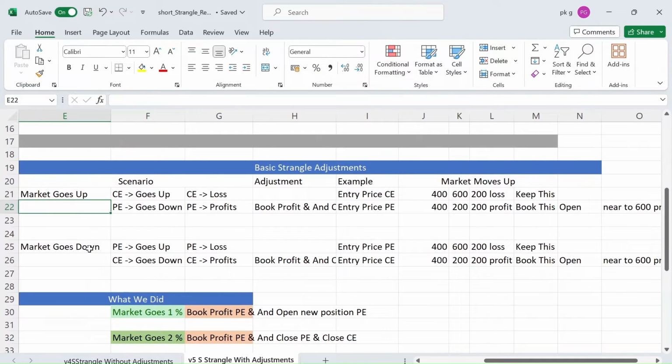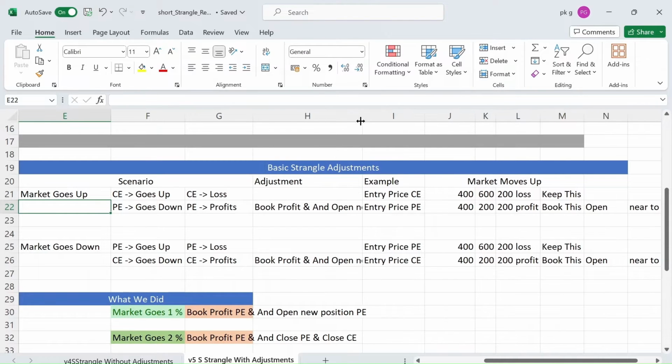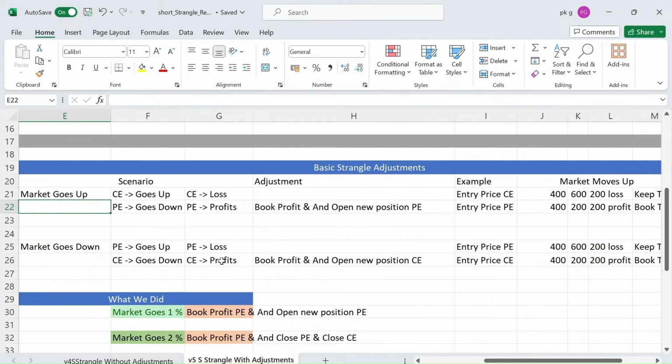So let's say the market goes down. What happens when the market goes down? PE option price will increase and CE option price will decrease, and as we sold them, PE will make a loss and CE will make a profit. So like what we did earlier, we will book the profit in CE and we will open a new position of CE at a strike price whose price is near to the current PE option price.